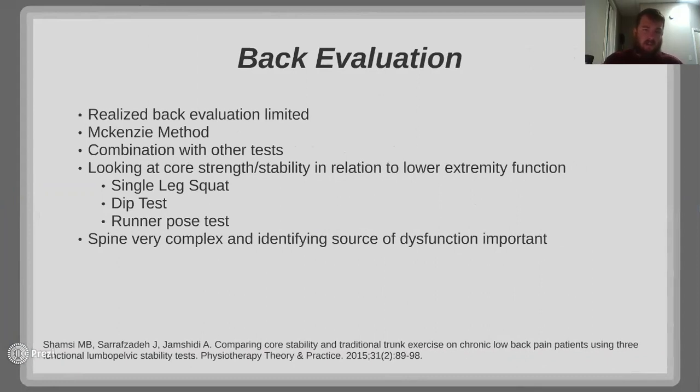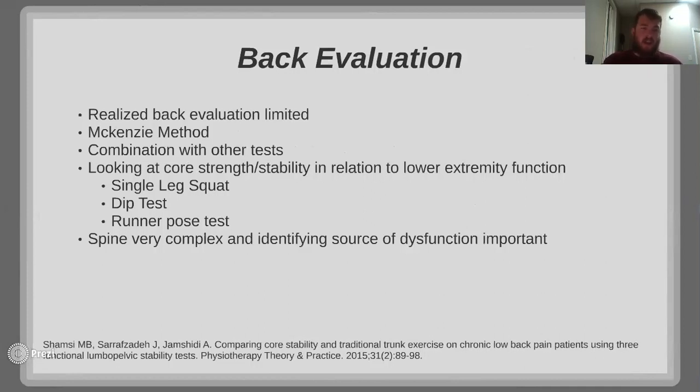Once again, I realized that my back evaluation is pretty limited. I think using the McKenzie method will be helpful, and combining it with other tests. So before, I wasn't really looking at core strength and stability in relation to lower extremity functioning. I just kind of assumed that their core strength was low, or they had some other lower extremity function deficit, and I would adjust it from there.